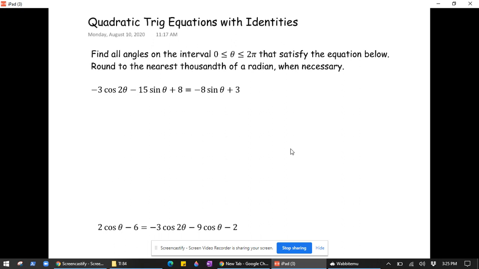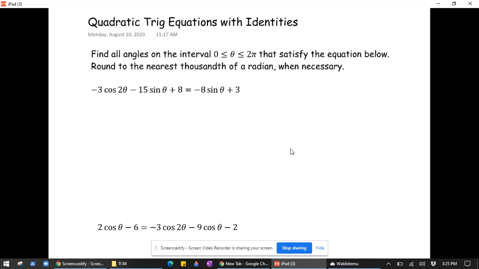All right, in this video, we're going to do quadratic trig equations with double angle identities. We'll do two examples. Notice they both involve cosine of 2 theta if you just scan. We're finding angles on the interval 0 to 2 pi that satisfy the equation below, rounding to thousandths.